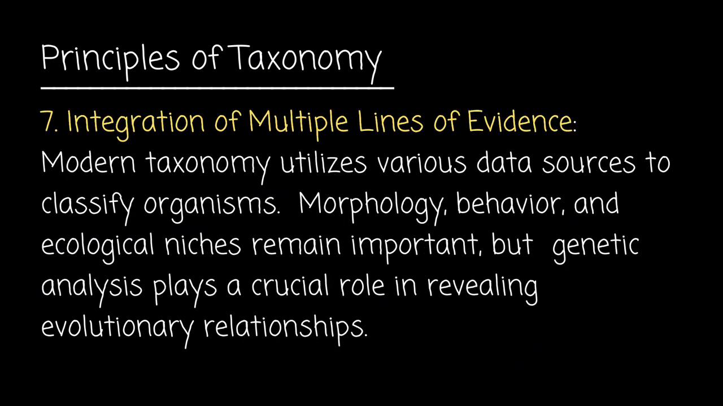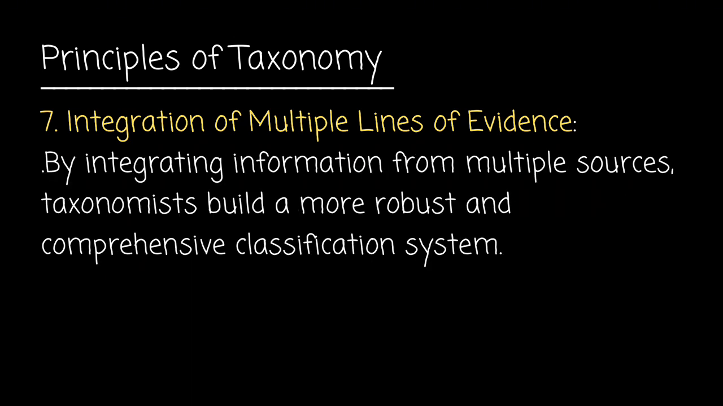Number 7. Integration of multiple lines of evidence. Modern taxonomy utilizes various data sources to classify organisms. Morphology, behavior, and ecological niches remain important, but genetic analysis plays a crucial role in revealing evolutionary relationships. By integrating information from multiple sources, taxonomists build a more robust and comprehensive classification system.